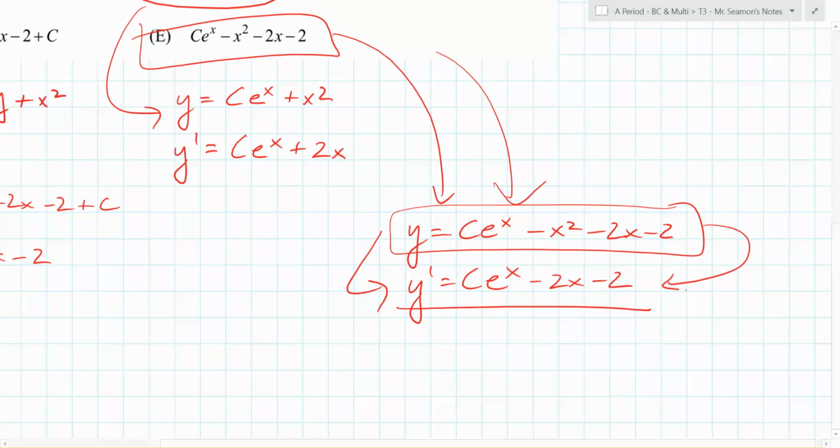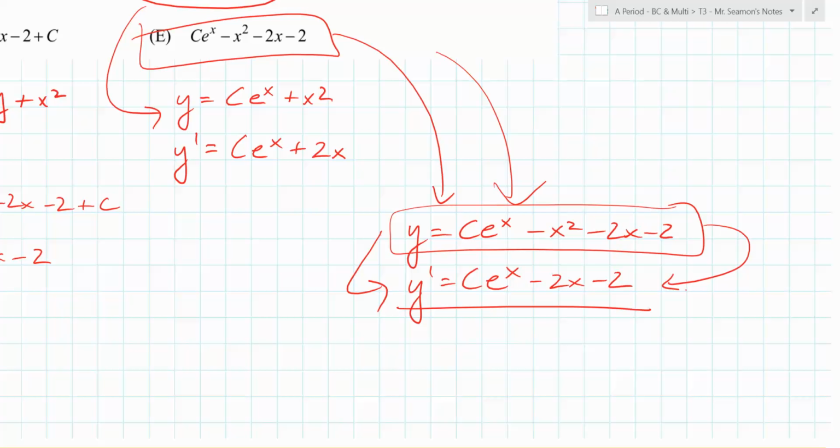Look, take the derivative of this. You end up with the same thing. This turns into minus 2x, and this turns into minus what? 2. So to get from here to here, we took the derivative. But what's another way to turn this into this? Just add x squared. Is that exactly what the original relationship is?